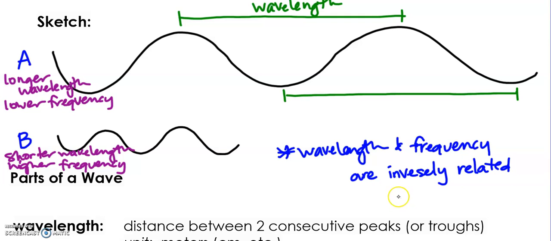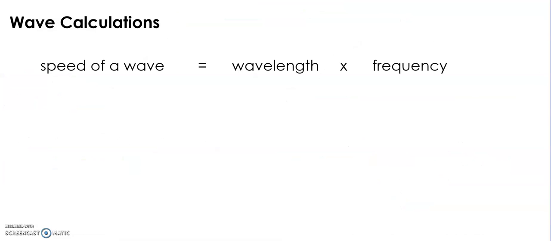That means as one increases, the other decreases. Inverse would be opposite. So this brings us to the relationship in terms of an equation.